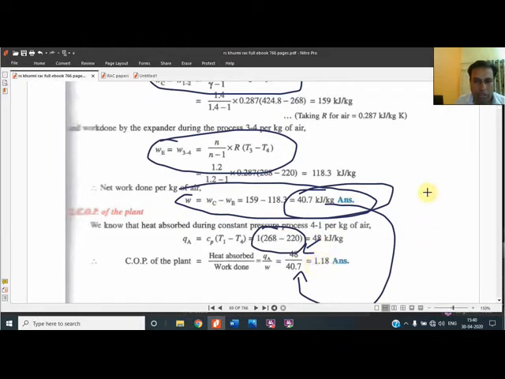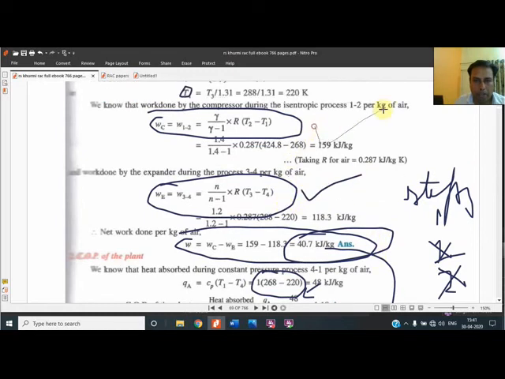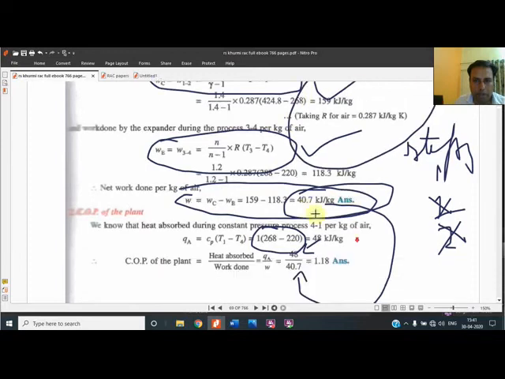So in this case, the shortcut, the first and second formula, won't be used. We have to go through the steps. The steps are: determine expander work, determine compressor work, subtract the two to get the work done, and solve it.